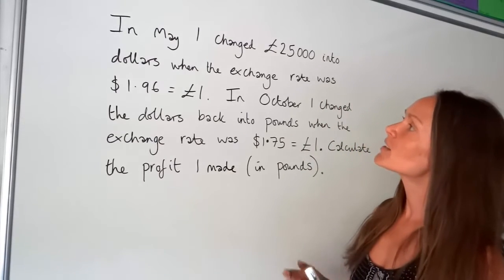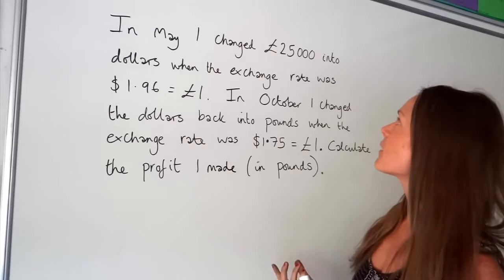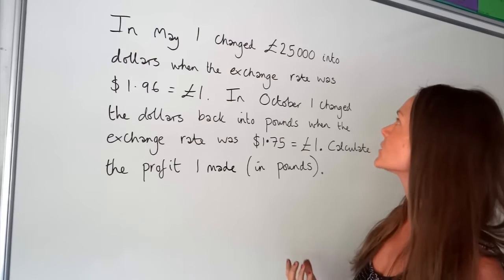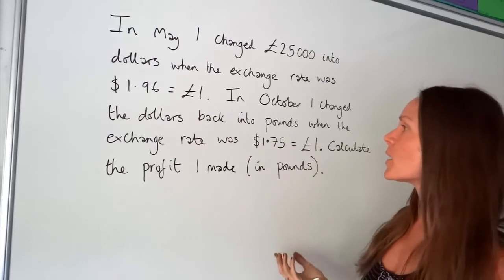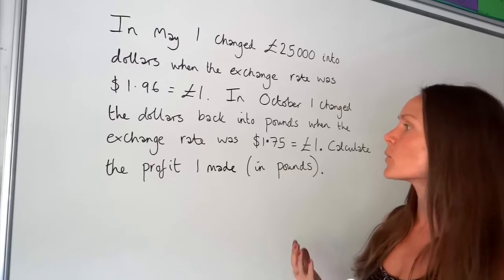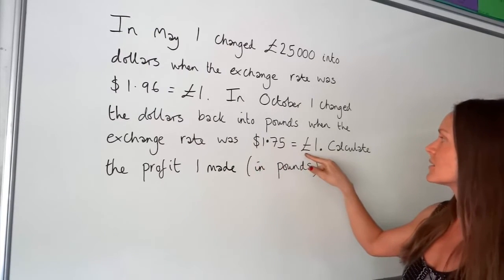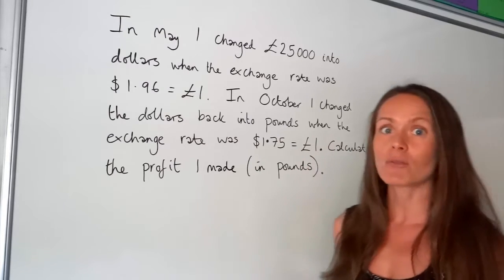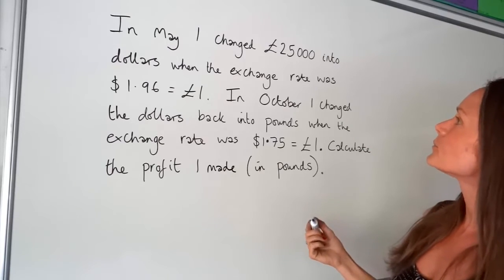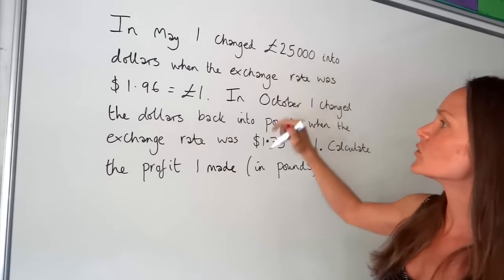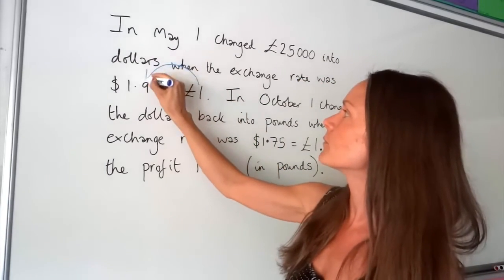So here's my example. In May, I changed £25,000 into dollars when the exchange rate was this, okay? And in October, I changed the dollars back into pounds when the exchange rate was this, okay? Calculate the profit I made in pounds. So to begin with, we're changing pounds into dollars. So for the first part here, okay?